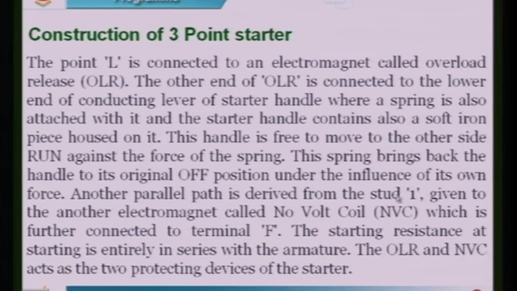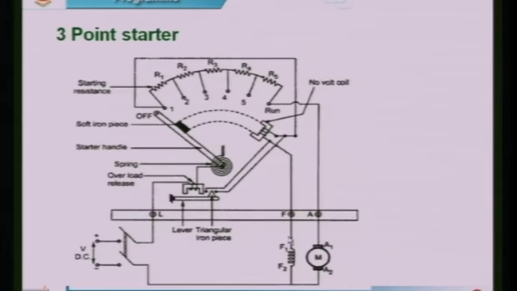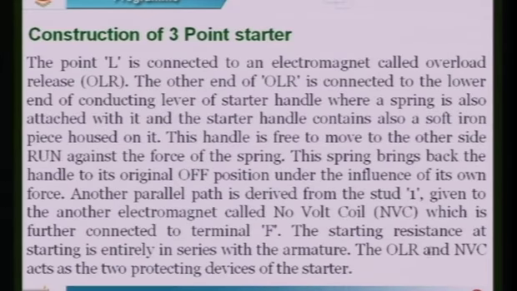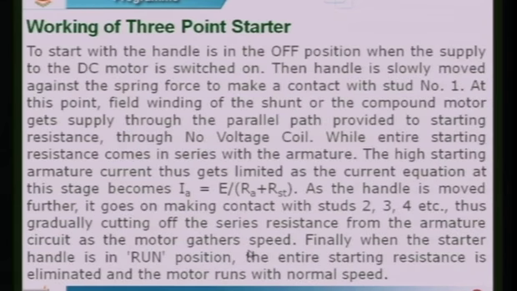This spring brings back the handle to its original off position under the influence of its own force. Another parallel path is derived from stud 1 given to another electromagnet called the no volt coil, which is further connected to the terminal F. That is what is here: stud 1, 2, then this no volt coil, this field winding and also this terminal F. The starting resistance at the starting is entirely in series with the armature. The OLR, the overload release, and the no volt coil act as the 2 protecting devices of the starter.